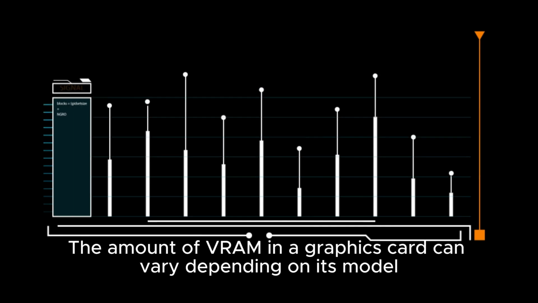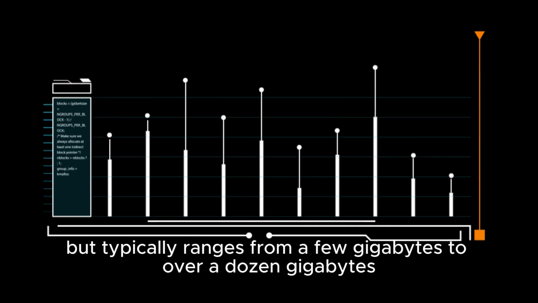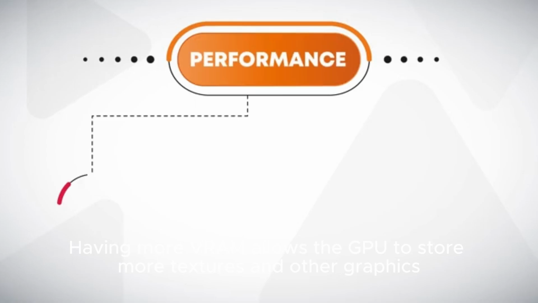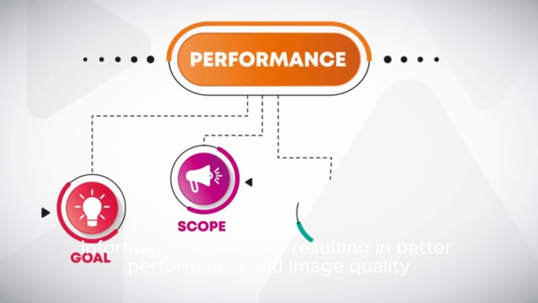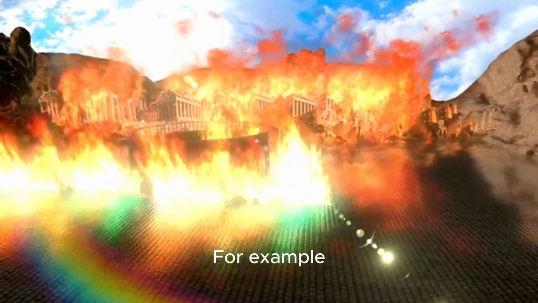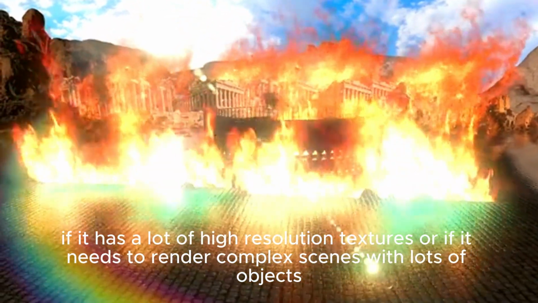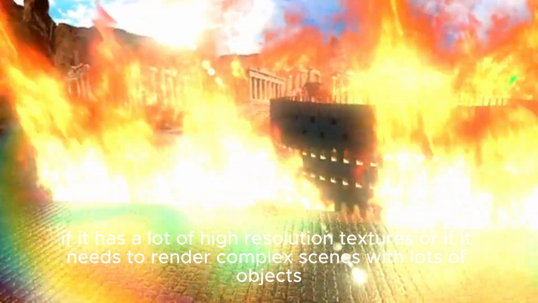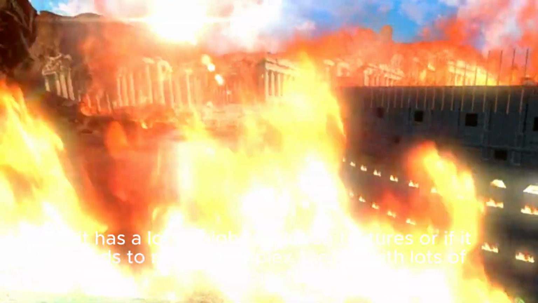The amount of RAM in a graphics card can vary depending on its model, but typically ranges from a few gigabytes to over a dozen gigabytes. Having more VRAM allows the GPU to store more textures and other graphics information in memory, resulting in better performance and image quality. For example, a game might require more VRAM if it has a lot of high-resolution textures, or if it needs to render complex scenes with lots of objects.